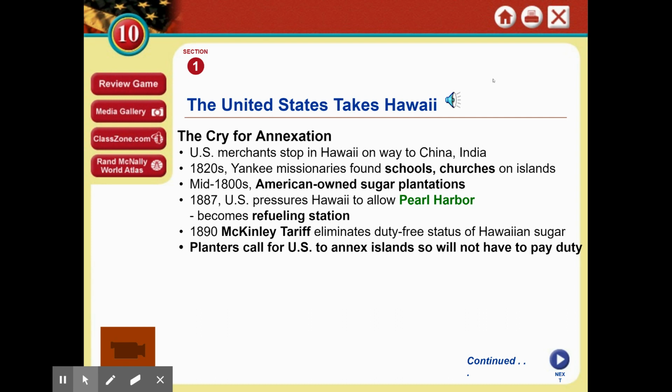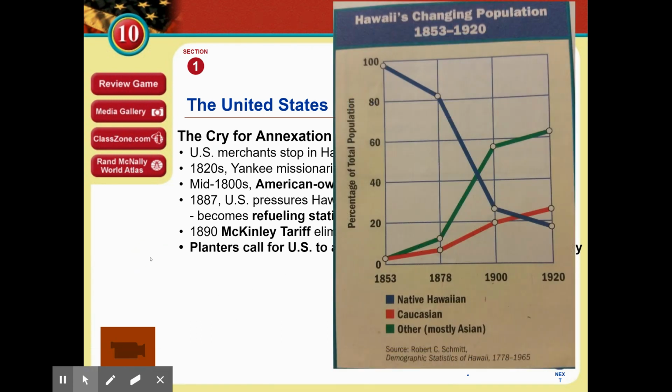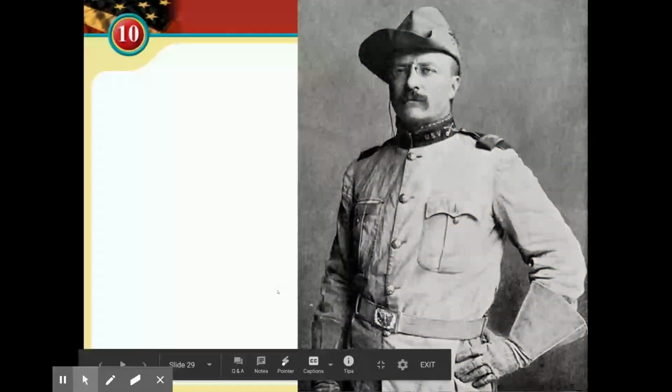In 1887, they pressured Hawaii to allow the United States to build a naval base there at Pearl Harbor, the kingdom's very best port. The base became a refueling station for American ships. So at the end of the day, it was just too convenient. It was a refueling station. It was going to allow the sugar to come in duty-free. And so the United States chooses to annex Hawaii. This continues to be a problem for Hawaiians today, who continue to be outnumbered by others on their islands.